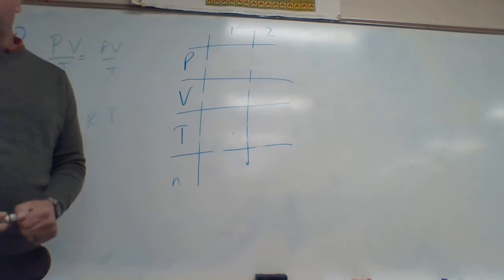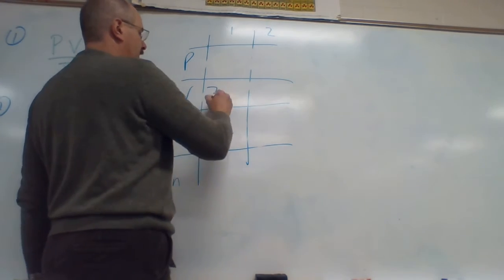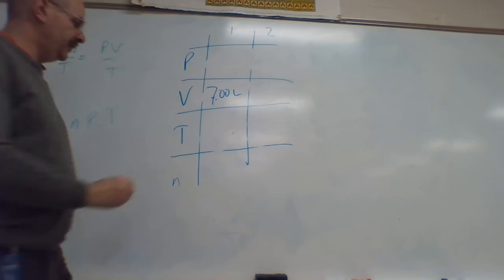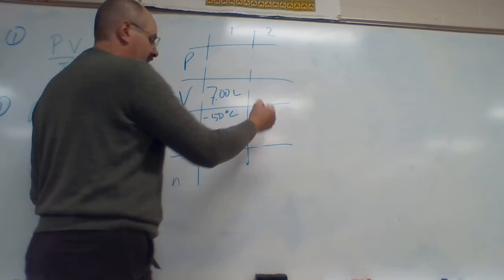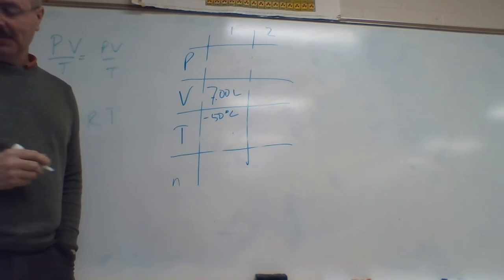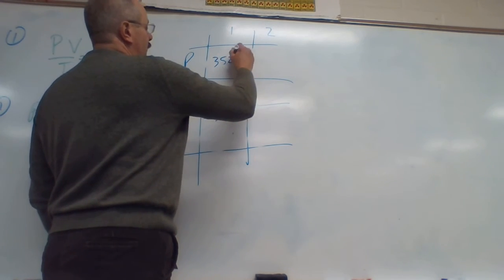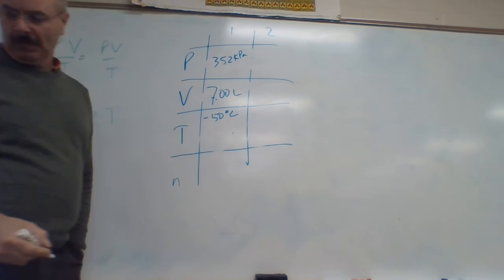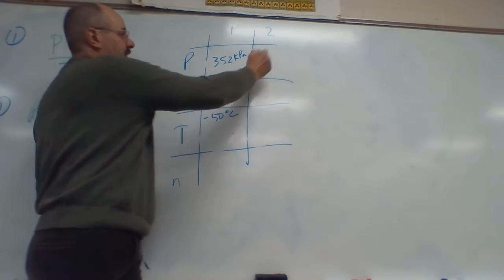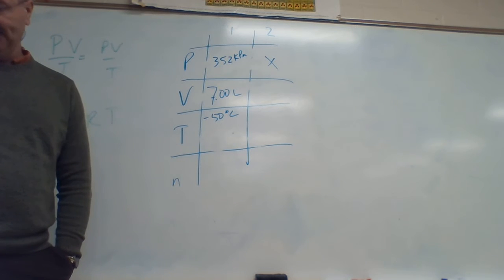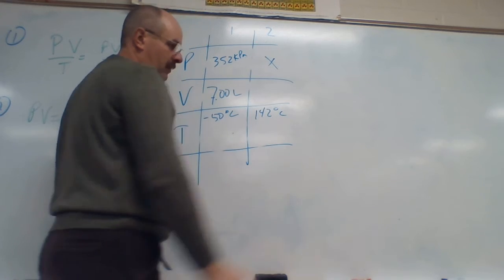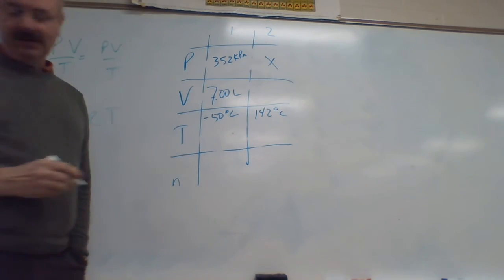All right, number 4 says a 7.00 liter air sample, so that's my volume, at a temperature of negative 50 degrees Celsius, has a pressure of 352 kilopascals, 352 kPa. What will be the new pressure? Well, there we can actually put that in there. That's my X. It wants to know what the new pressure is going to be if the temperature is raised to 142 degrees Celsius, and the volume expands to 7.40 liters.